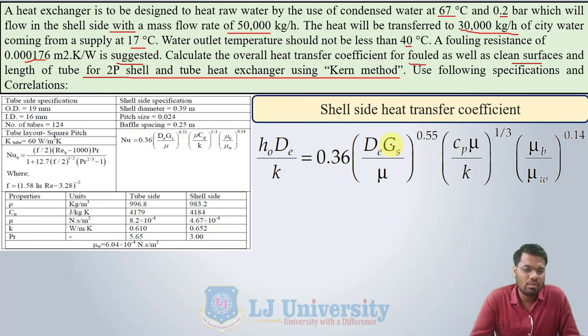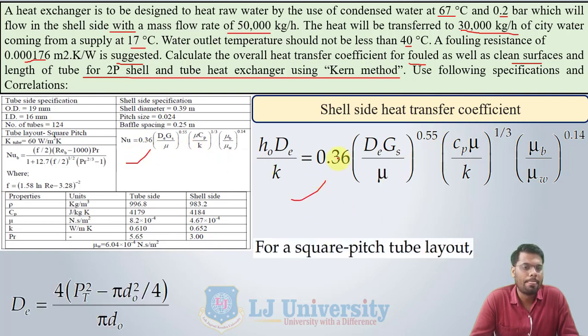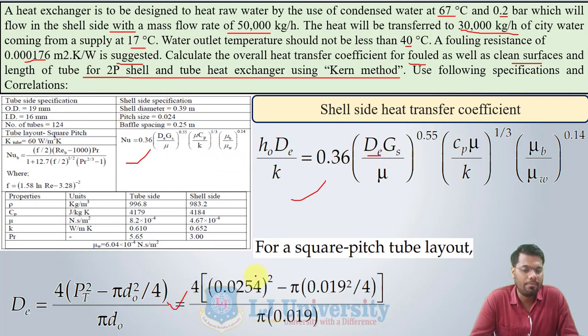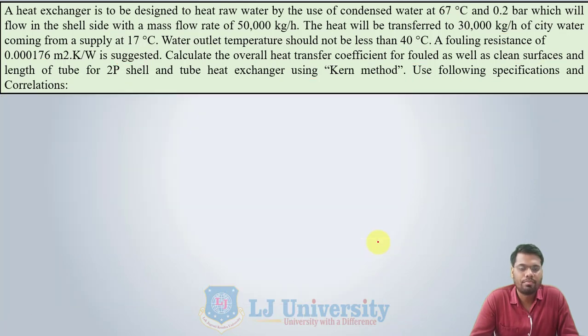So the first step is to calculate the shell side heat transfer coefficient. To calculate it, we have this relation which is already mentioned in the data. For this we first need to find the value of the effective diameter. For the square pitch we can use this equation to find the value of D. By putting the values in this equation, we know the pitch PT is 0.025, and the tube diameter is 19 mm, so 0.019. By solving this equation, we get the equivalent diameter, which is 0.0242 meter.